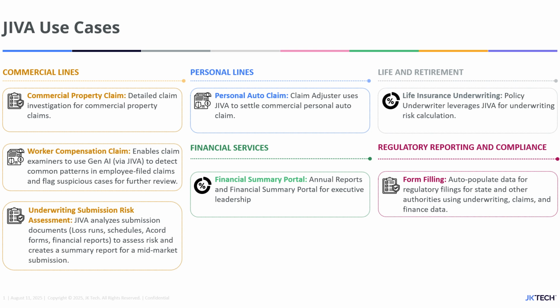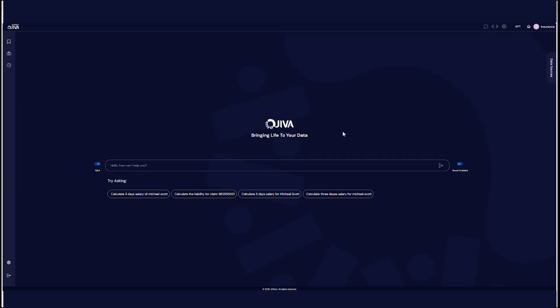Whether it's underwriting, risk profiling, fraud detection, regulatory reporting, or customer service, JIVA allows insurers to make faster, more accurate decisions, securely and at scale. And yes, JIVA can be deployed on-prem or in your private cloud, giving you complete control over data and compliance.